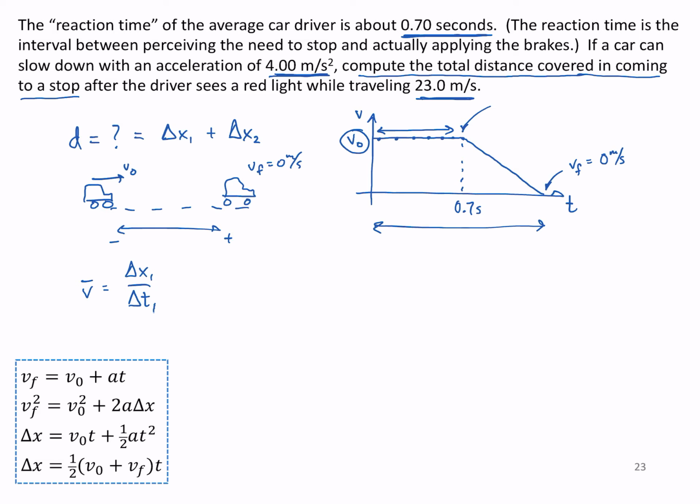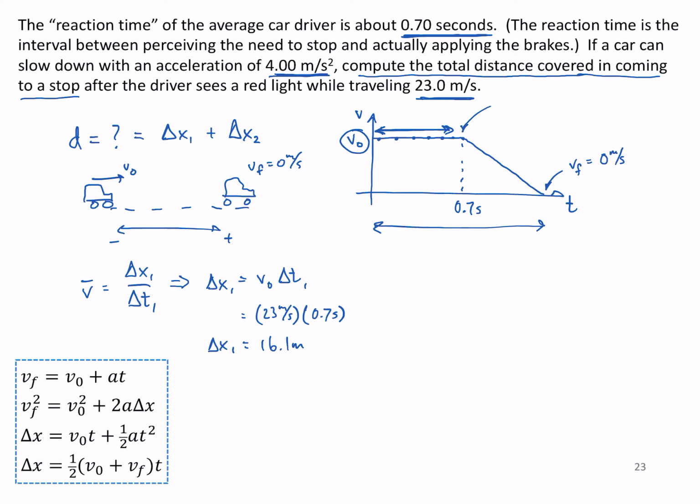I'll call it delta t1 because it's the period of time for this first part of the car's motion. And then we can solve for delta x here. I'd like to do this symbolically. Just multiply both sides by delta t1. And we know that this is 23 meters per second. We know that the period of time, that reaction time where they haven't changed their velocity yet, is 7/10 of a second. And when we plug all of that in, we get about 16 meters. So that's 16 meters covered before they even really start braking.